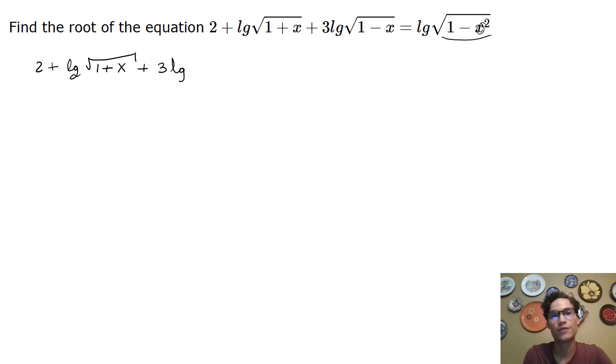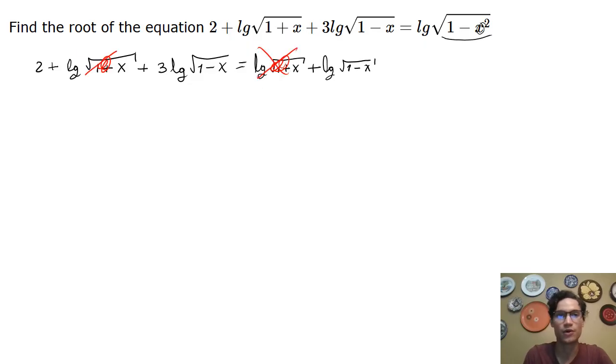3 logarithm of the square root of 1 minus x is equal to logarithm of the square root of 1 plus x, close the square root, plus logarithm of the square root of 1 minus x. We observe that this is the same as this, so this gets simplified. Let's cancel this, and this will simplify this by 1. So let's write the result of the simplification.